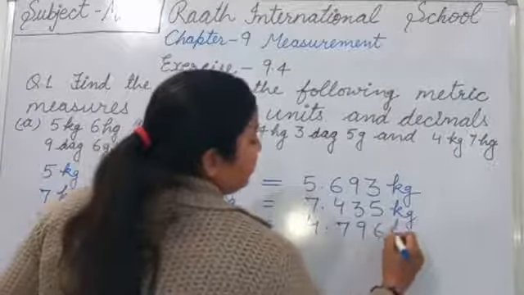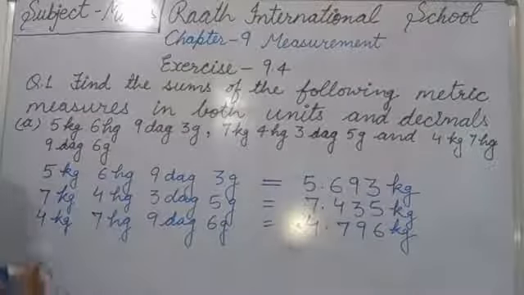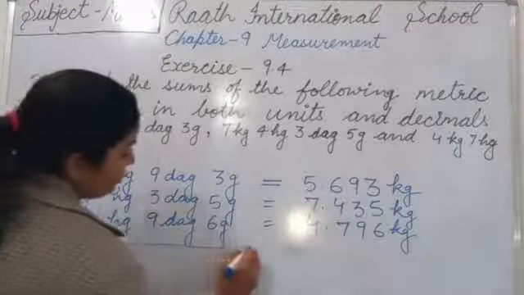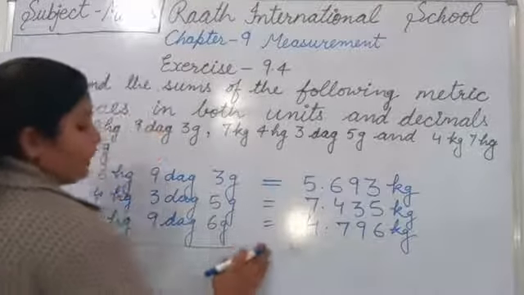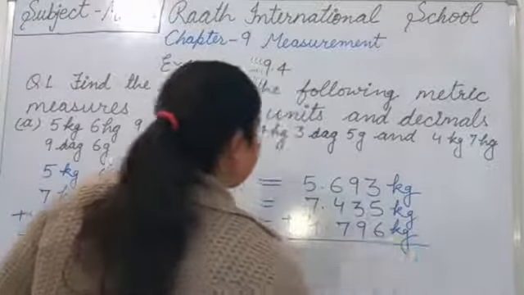4.796. Now it's a kg. Now we will do addition. So on both sides we will do addition, in the units and also in decimal. Here we will do addition and here also we will do addition.